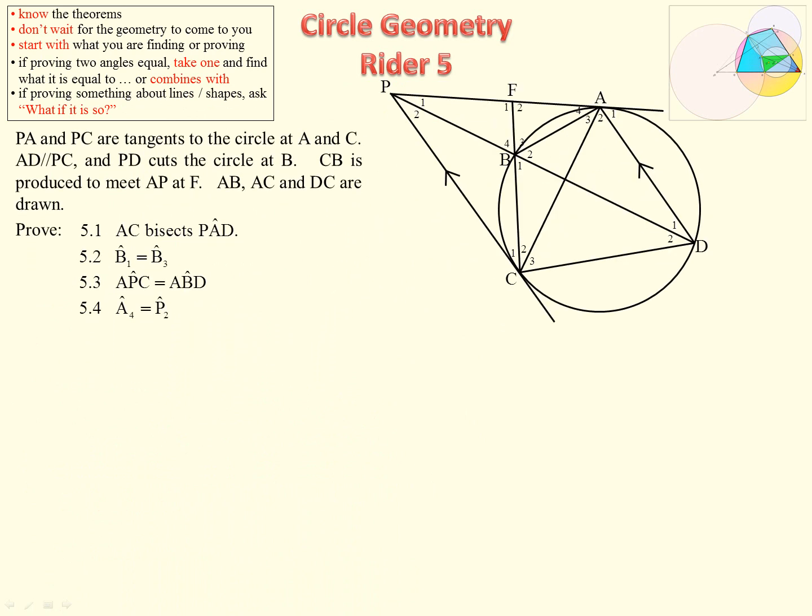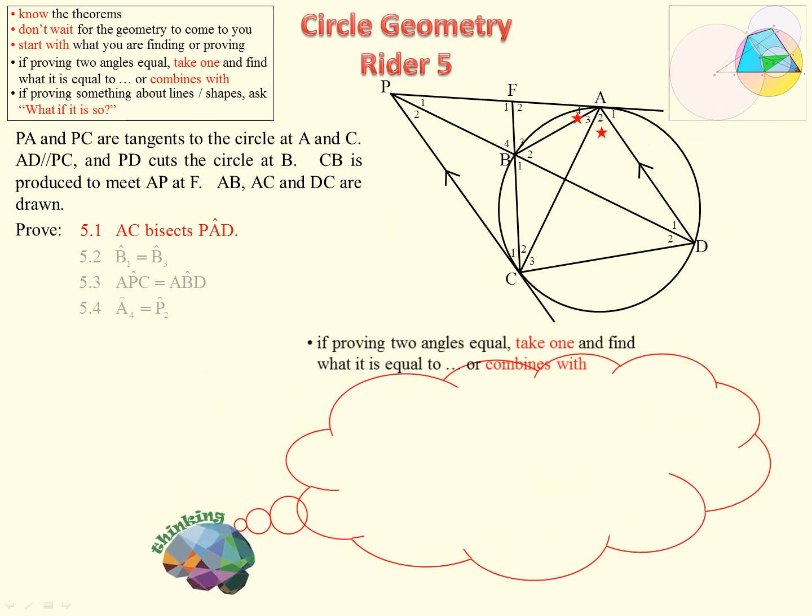So there's rider number 5. We have a circle, we have these two tangents. I remind you that those are tangents from a common point and therefore they're equal to one another. And we have a pair of parallel lines. So we first have to prove that AC bisects PAD, or in other words, A3 and 4 equals A2.